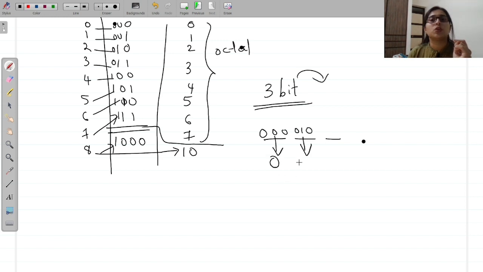0, 0, 0, it is 0. 0, 1, 0, it is 2. So this binary is equivalent to this in the octal system. Likewise, this is converting binary to octal.